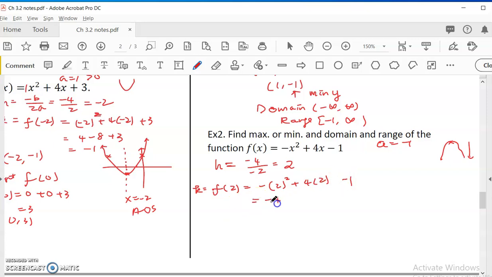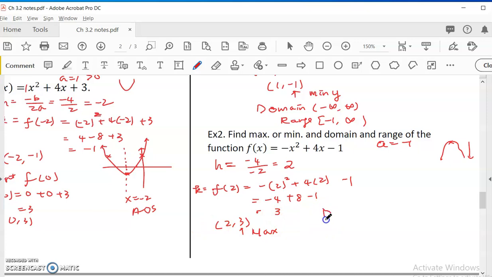So it is -4 plus 8 and then minus 1. So it is 3, right? Plus 8. 8 minus 5 is 3. So this point that you have is (2, 3). And 3 is the highest you can have, right? This is the maximum because you're facing down.